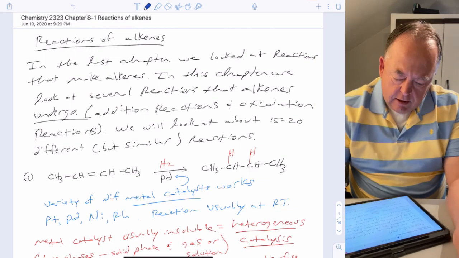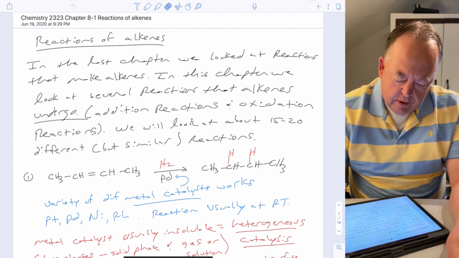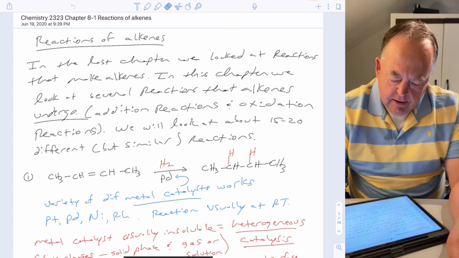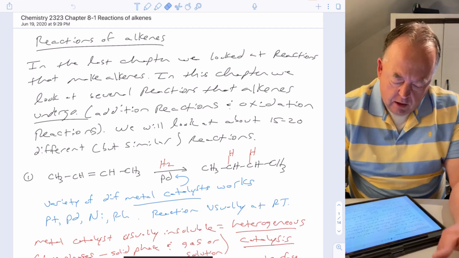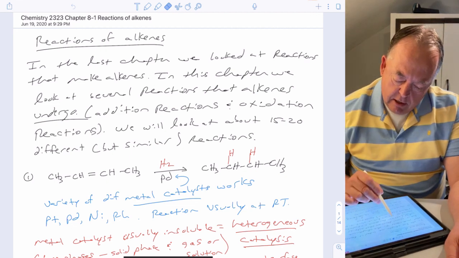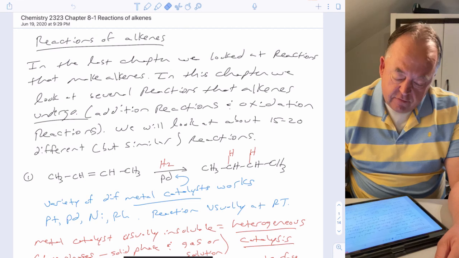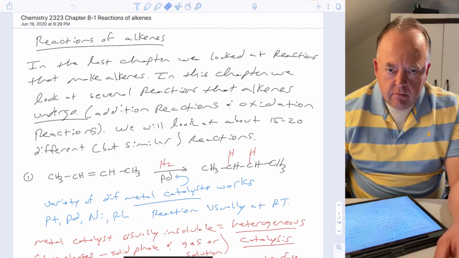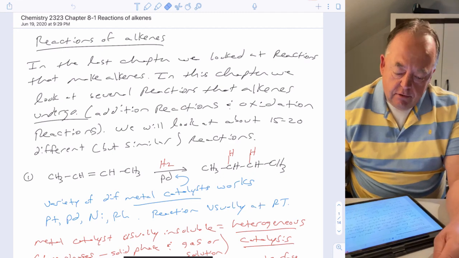So in this lecture, this will be our first lecture over chapter 8, which looks at the reactions of alkenes. In the last chapter, we looked at reactions that make alkenes, and in this chapter, we'll look at several reactions that alkenes undergo, mainly what are known as addition reactions and oxidation reactions. So we'll look at about 15 to 20 different reactions in this chapter. Some of them are similar, but they're different reagents.